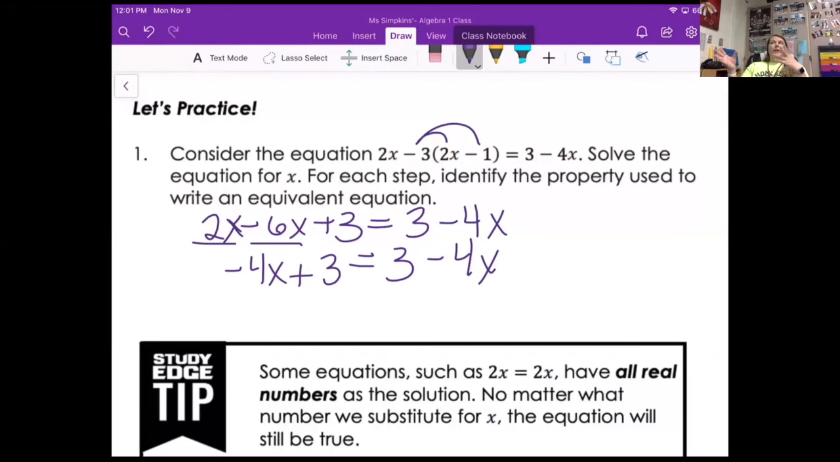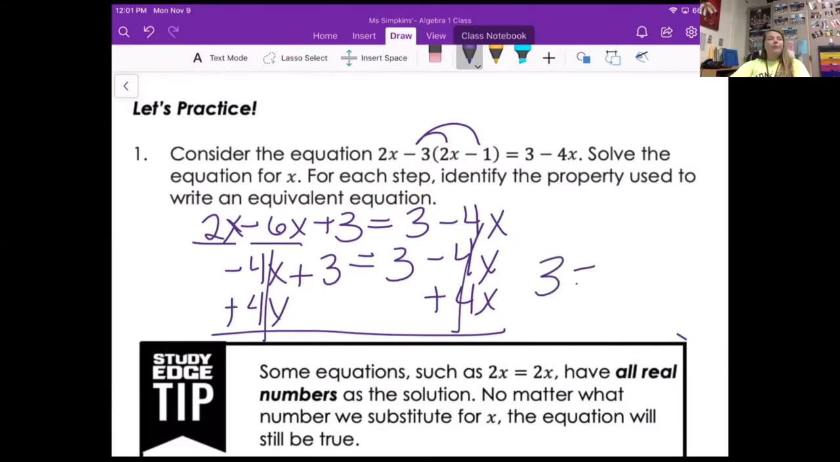So let's talk about our variables. Do you want to move the -4x or the -4x? Sure. What's the opposite of -4x? Plus 4x. Uh-oh. What happens to all my x's? And I'm left with no variables, and I'm left with 3 equals 3.